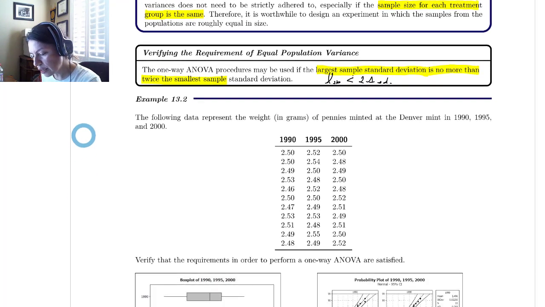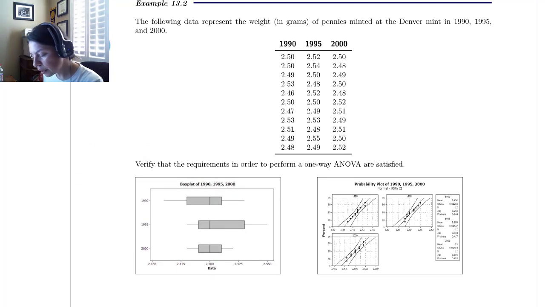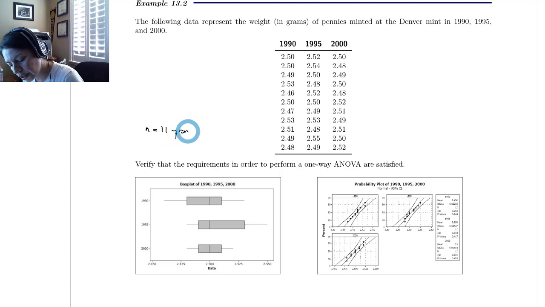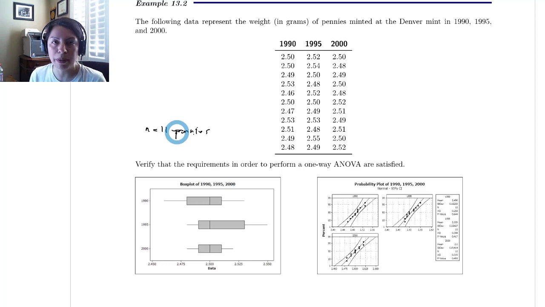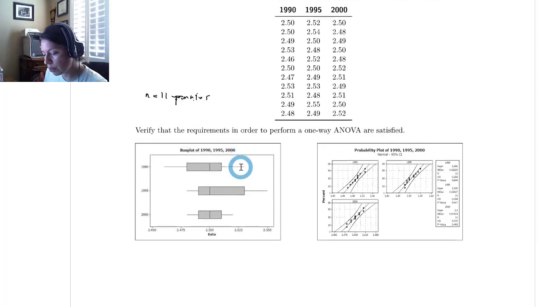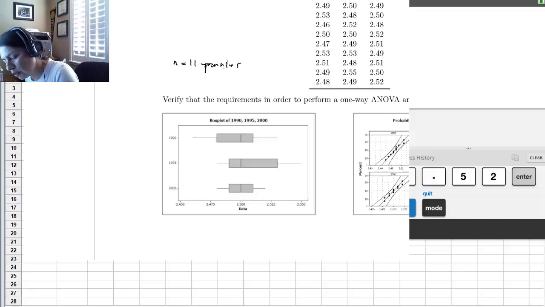Okay, here's an example of mint pennies. Notice that we have 11 pennies for each year. They don't really tell us anything about the populations. They just say, here are some penny weights in grams, and that's that. So we have to make sure that each of the populations is approximately normal, that samples are independent, and also that extra requirement, that the variances should be the same. So the first thing we want to do is verify the requirements to perform a one-way ANOVA.